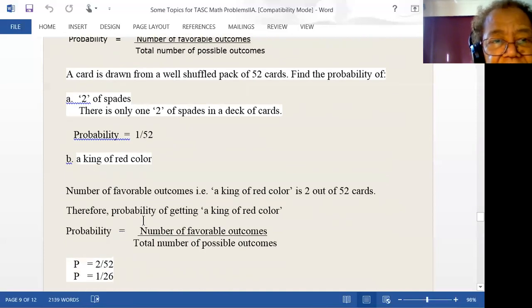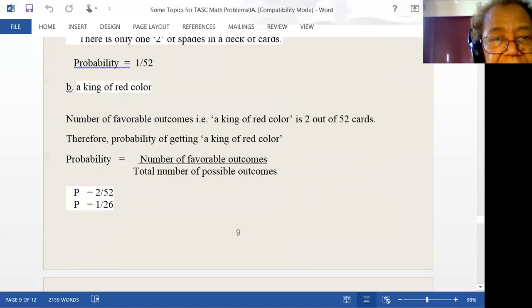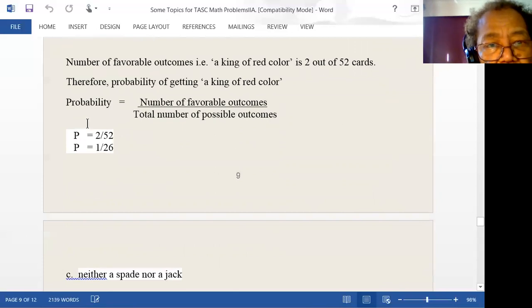What's the probability of getting a king of a red color? Now, each suit has a king, and you have 2 red suits, right? You have the hearts and the diamonds. So that means you have 2 kings that are red in color. That's the favorable outcomes. The total of all the cards is 52. So 2 over 52 is the same as 1 over 26. Just divide the 2 by 2 and the 52 by 2, and you get 1 over 26.